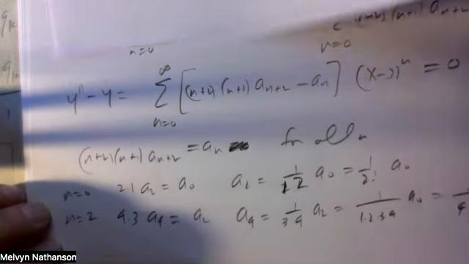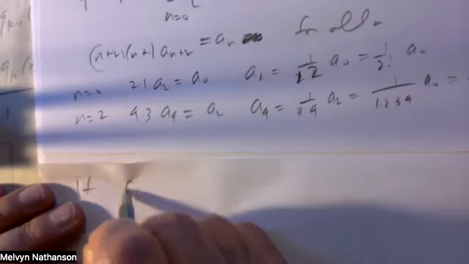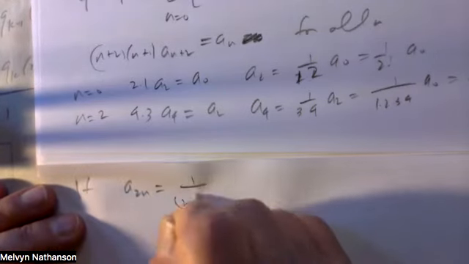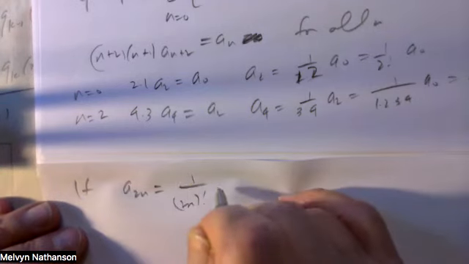And if you look at this, you start to see what you think will be a pattern. So if a sub 2n is equal to 1 over 2n factorial a0, then in this recursion, if you let n equal 2n, you get (2n+2)(2n+1) a sub 2n+2 equals a sub 2n, which is 1 over 2n factorial a0.